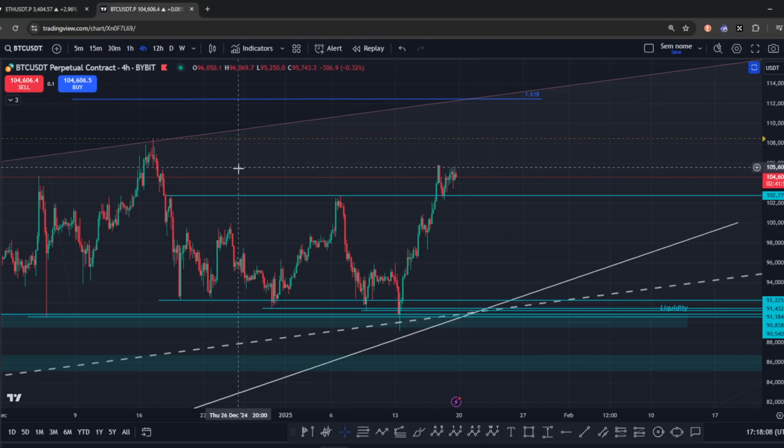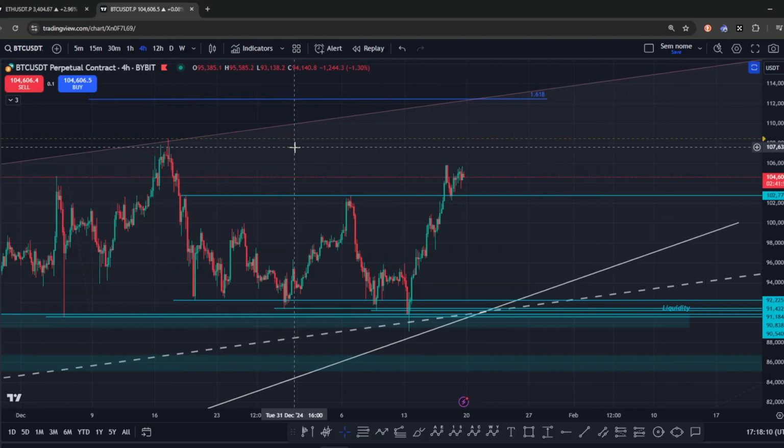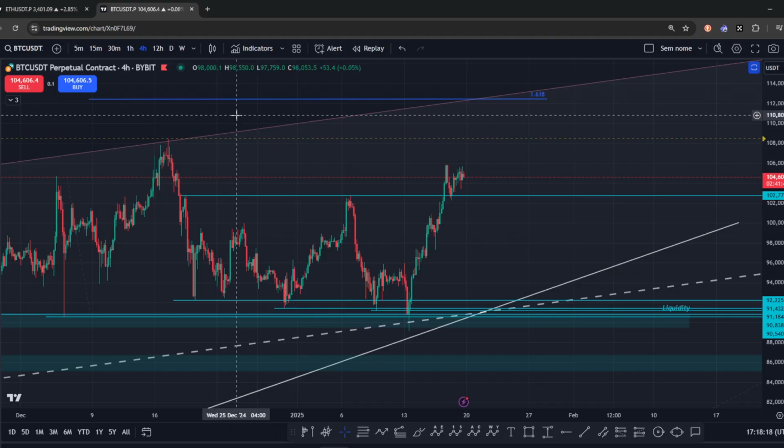Okay, so this is how I look at liquidity. It's quite simple. If you have any questions, you can pass by the Discord, go to the university channel, and we can discuss liquidity further.